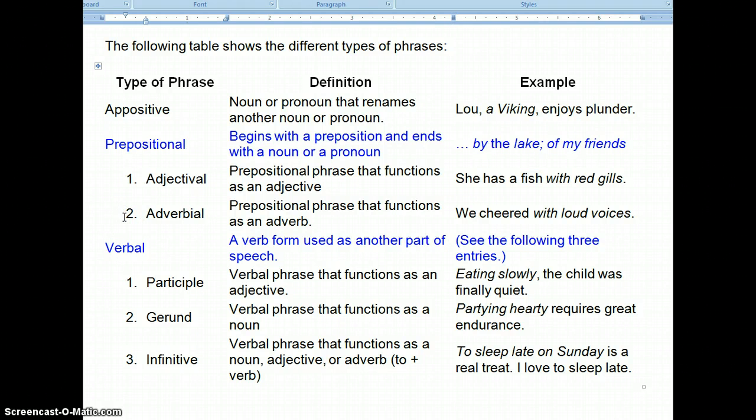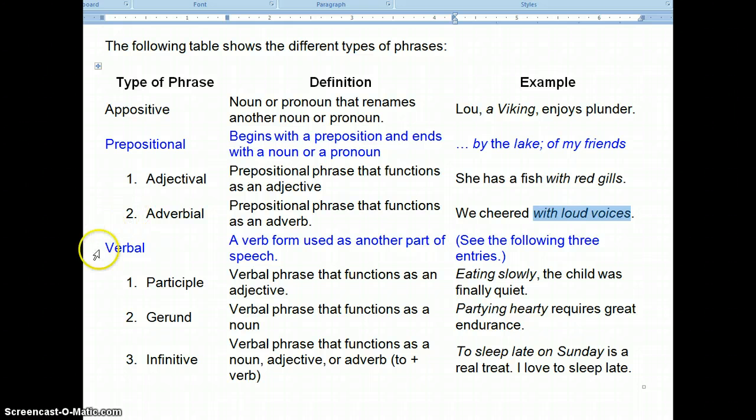The prepositional phrase can also work as an adverb. Let's look at this example. We cheered with loud voices. Now here's that same preposition, but this time with loud voices tells how you cheered. So this one is describing the verb, which would be an adverb. Here, this phrase describes a noun, which would make it an adjective. Okay? So that's how prepositional phrases can work as adjectives and adverbs in sentences.